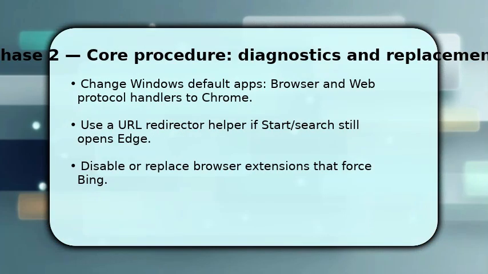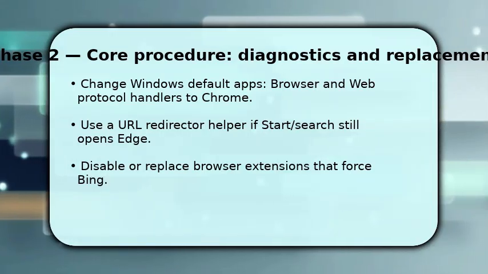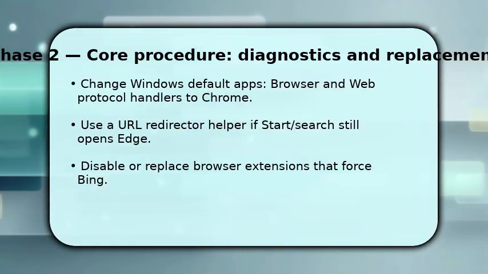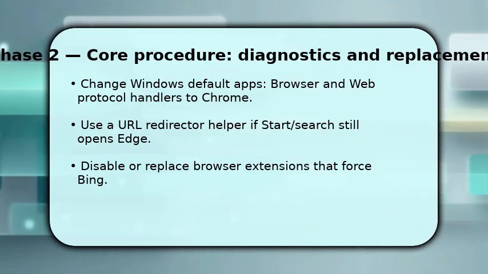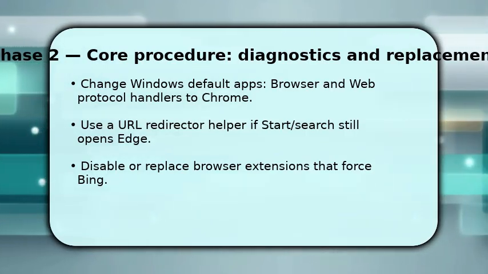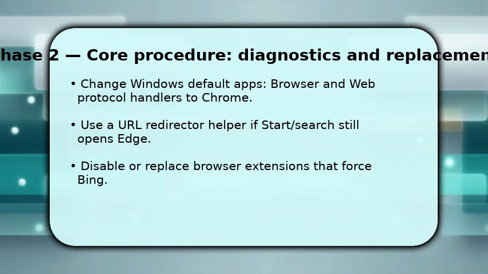Next, you'll fix the places Windows forces Bing. Change default apps for web browser and set handlers for HTTP and HTTPS to Chrome. Once done, test a search from the taskbar. If the system still opens Edge, install a small redirect helper that intercepts Edge-only calls and forwards them to Chrome. This is the only reliable way to stop forced Bing from start/search. Make sure to allow the helper in security prompts and confirm it's the default for Edge protocol redirect.